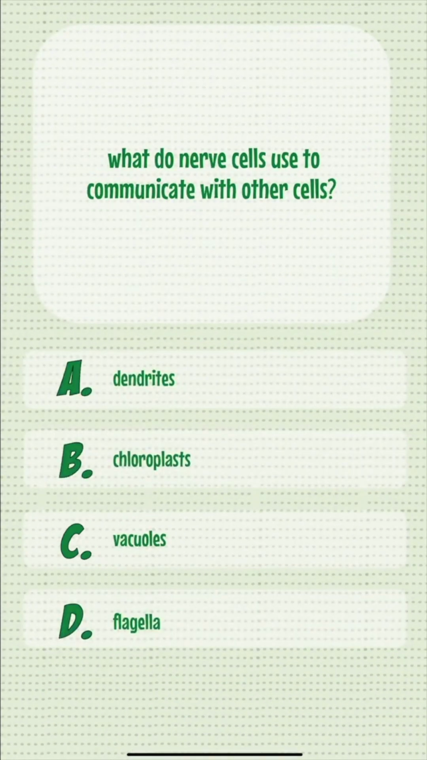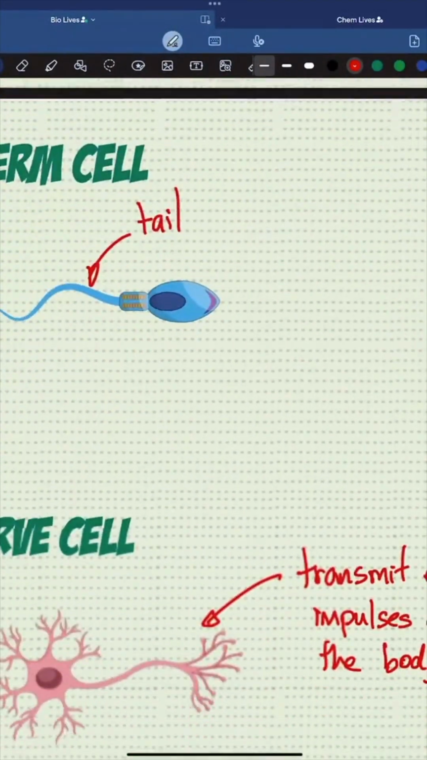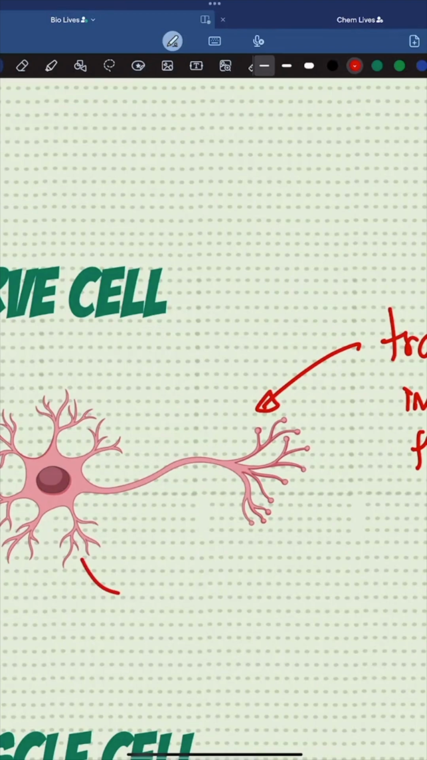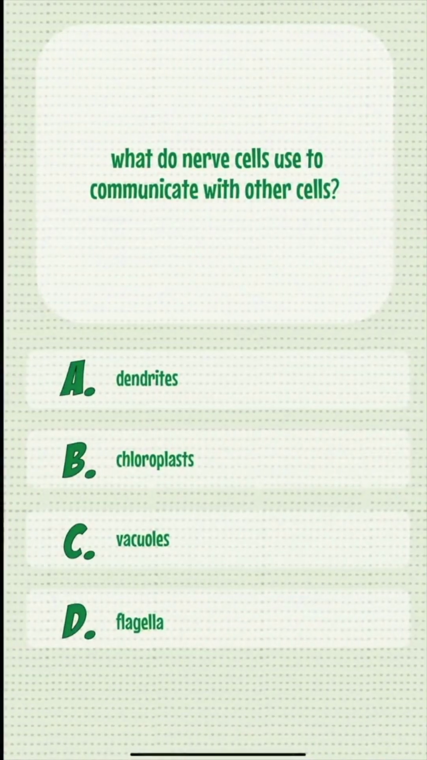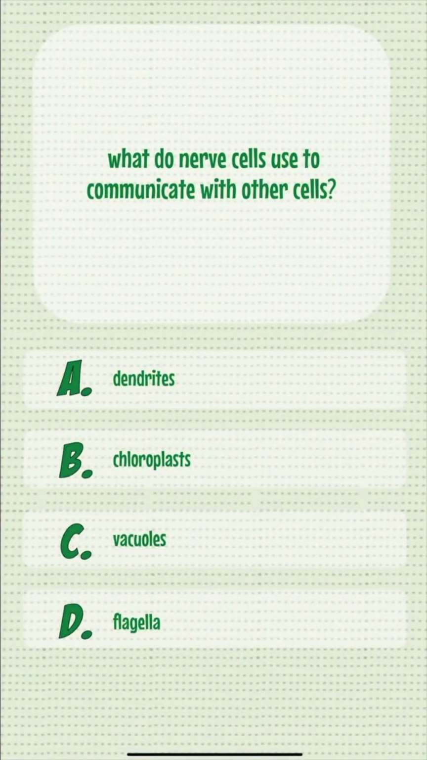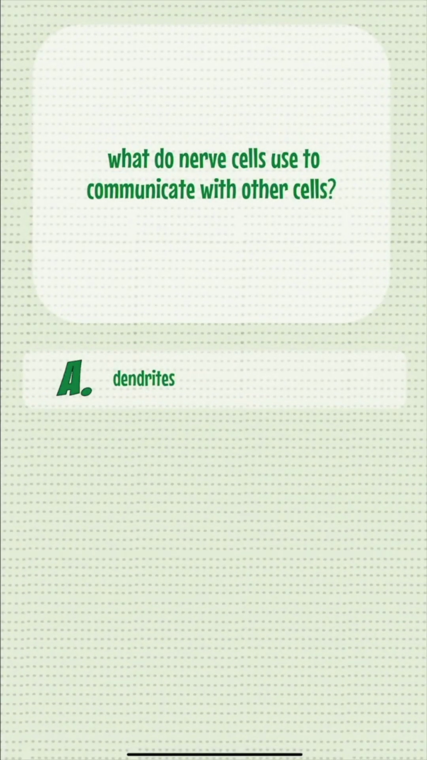Good. What do nerve cells use to communicate with each other, with other cells? Oof. This is something we haven't gone through, not today anyway. So I posted a video on specialized animal cells. I cover the muscle cells, nerve cells, and sperm cells, and it mentions this. So let's look at the diagram real quick. Nerve cells have these little connections here. These connect with other nerve cells. They're called dendrites. They're used to communicate with other cells. They transmit the electrical impulses between them. So the answer is A.